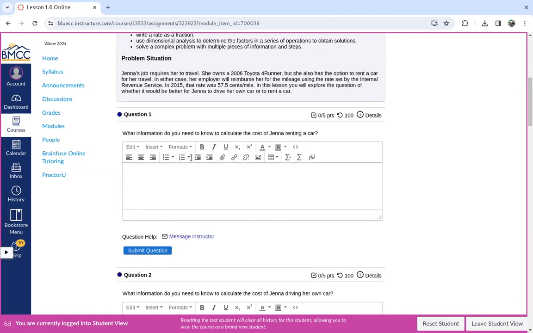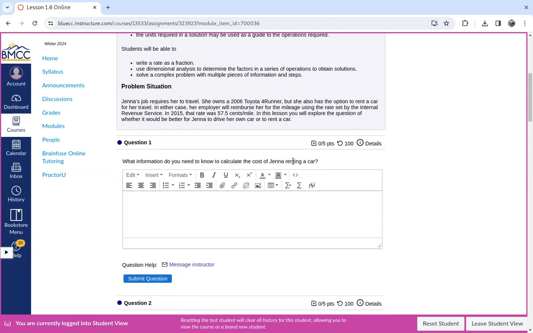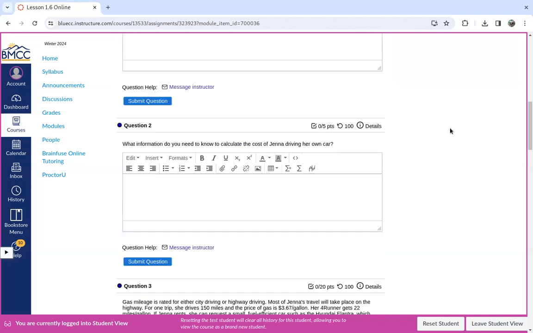So what information do you think you will need to calculate the cost of renting a car? So think about that for a minute. Pause the video. Write something down, type it in. Should take notes on this as you go in addition to entering information in the boxes. Next, what information do you need to know to calculate the cost of Jenna driving her own car? So again, pause, think about it, write something down, type it up.